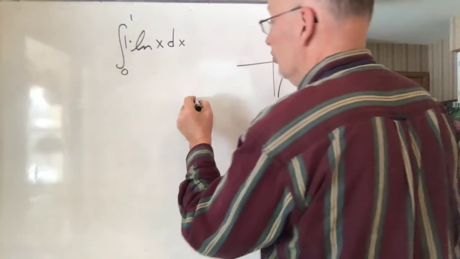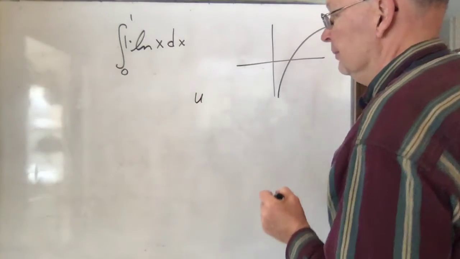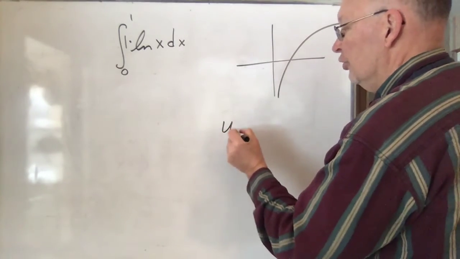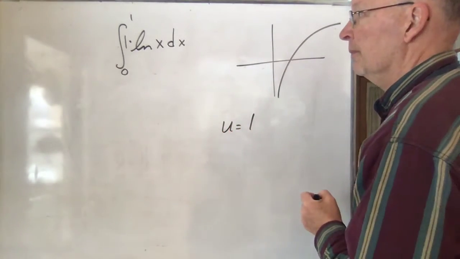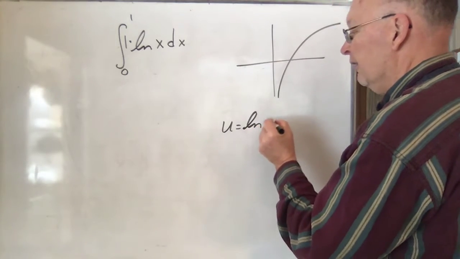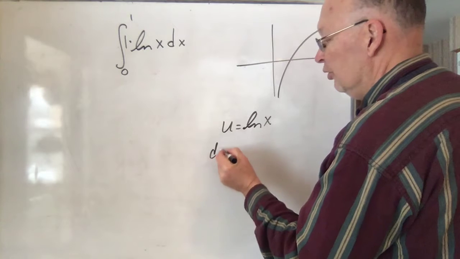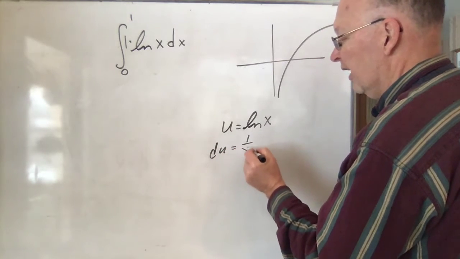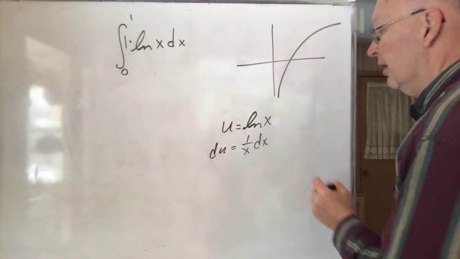And by letting u equal... No, I'm sorry. u is equal to the ln of x. du is equal to 1 over x dx.